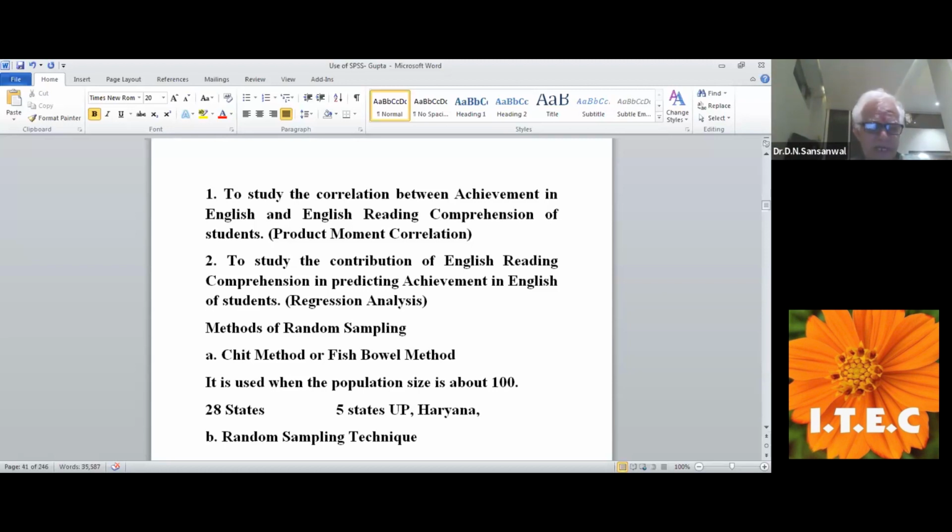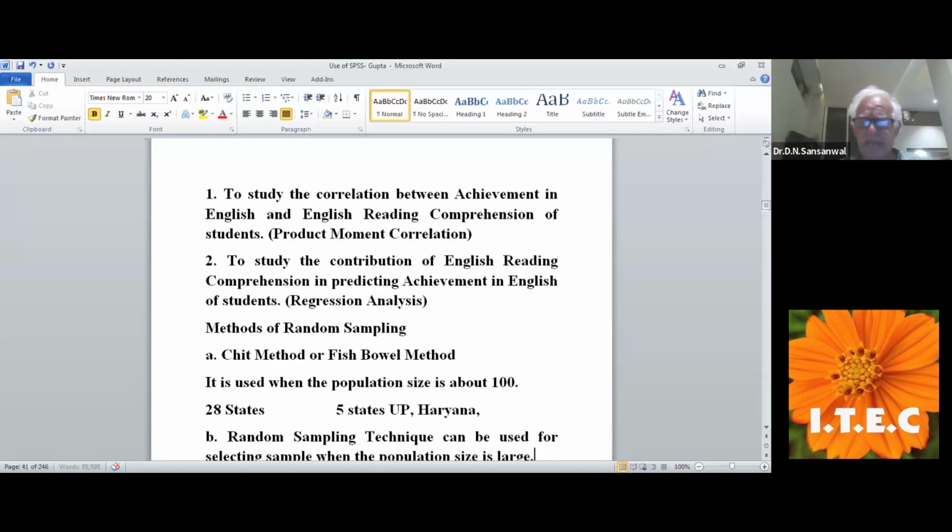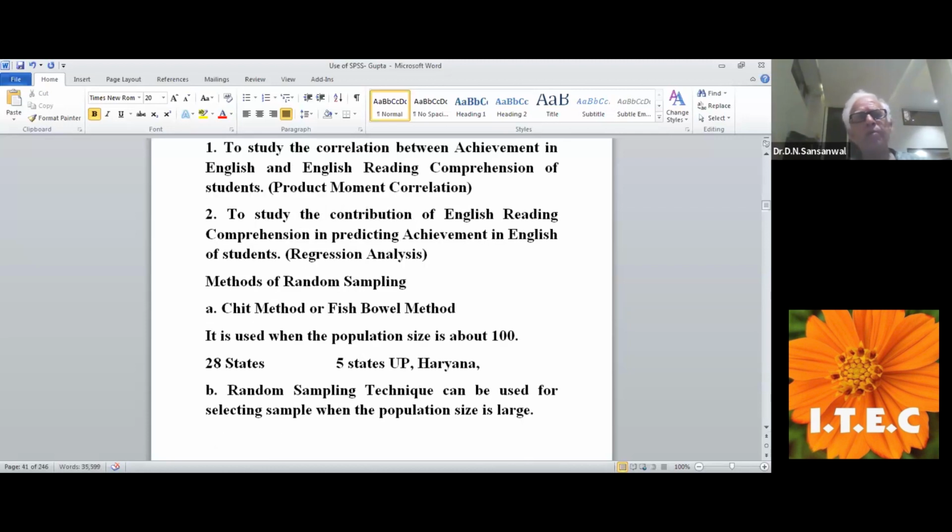So the random sampling technique can be used for selecting a sample when the population size is large. The moment I say large, it may be 10,000, it may be 1 crore, it doesn't make a difference.